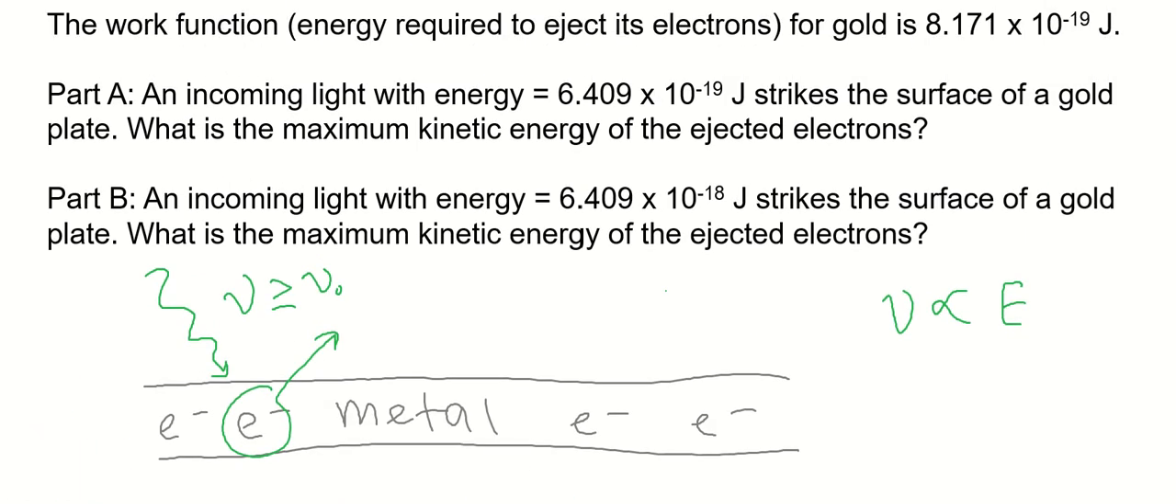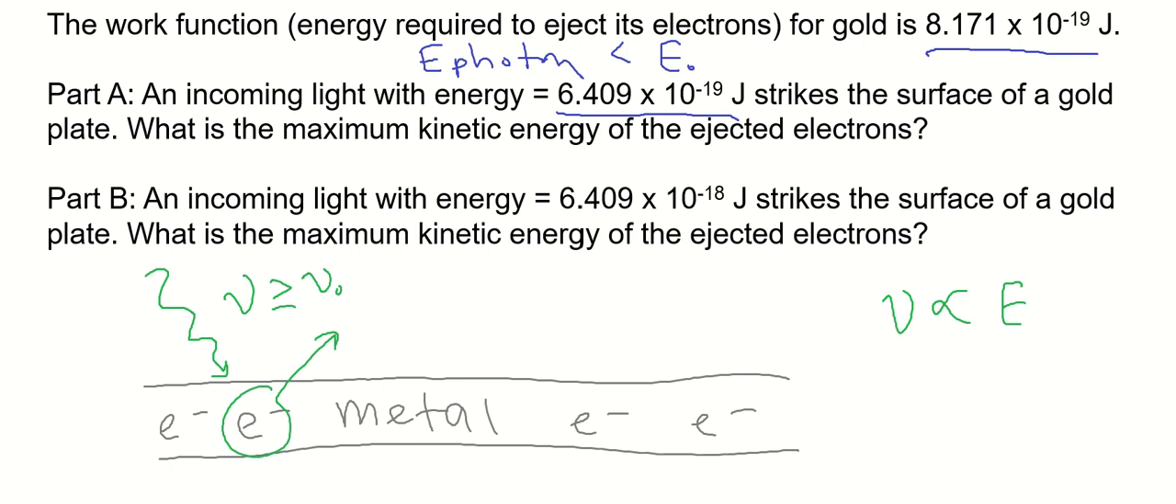All right, part A. The incoming light has an energy of 6.409 times 10 to the negative 19 joules, and it strikes the surface of a gold metal plate. And that gold has a work function, or a minimum energy to eject electrons, of 8.171 times 10 to the negative 19. So in part A, you can see that the energy of the photon is less than the work function, or the threshold energy.